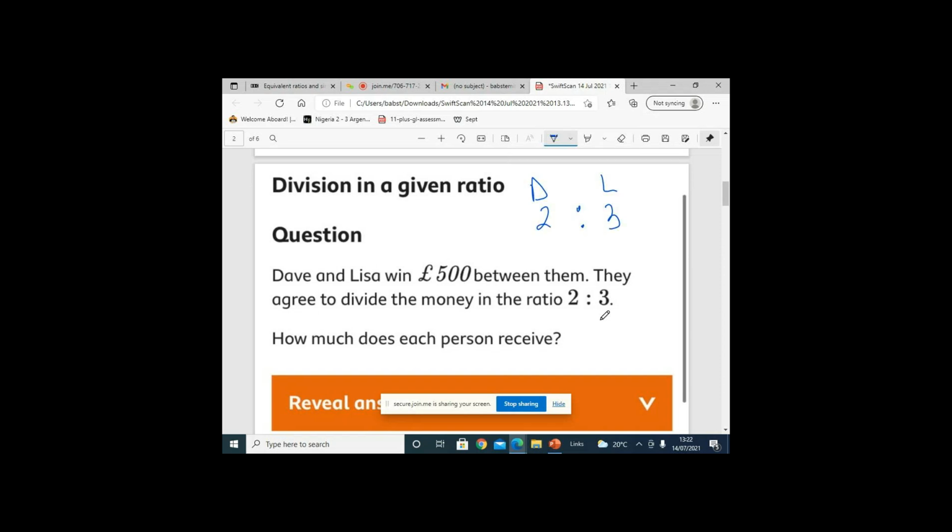The best thing for you to do is add the ratios together. So 2 plus 3 is 5. Now you divide the amount by the sum of the ratios. So it's 500 divided by 5, which is 100. Then you multiply each ratio by that answer. Dave is 100 times 2, which is 200. Lisa is 100 times 3, which is 300. So the ratio is 200 to 300.